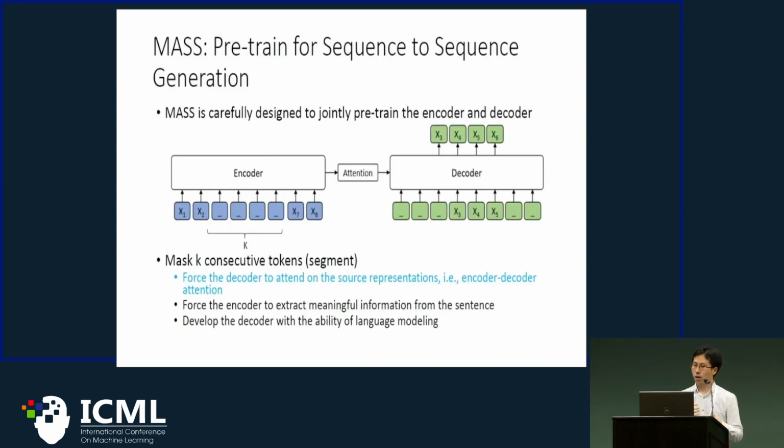So in this work, we propose a new method. We call it masked sequence-to-sequence pre-training. It jointly pre-trains an encoder, a decoder, and the attention module between the encoder and the decoder.